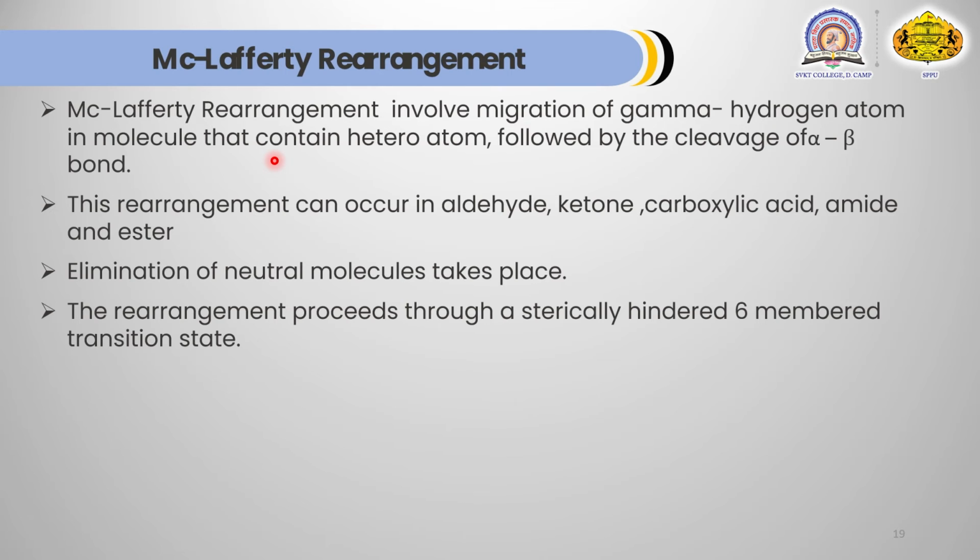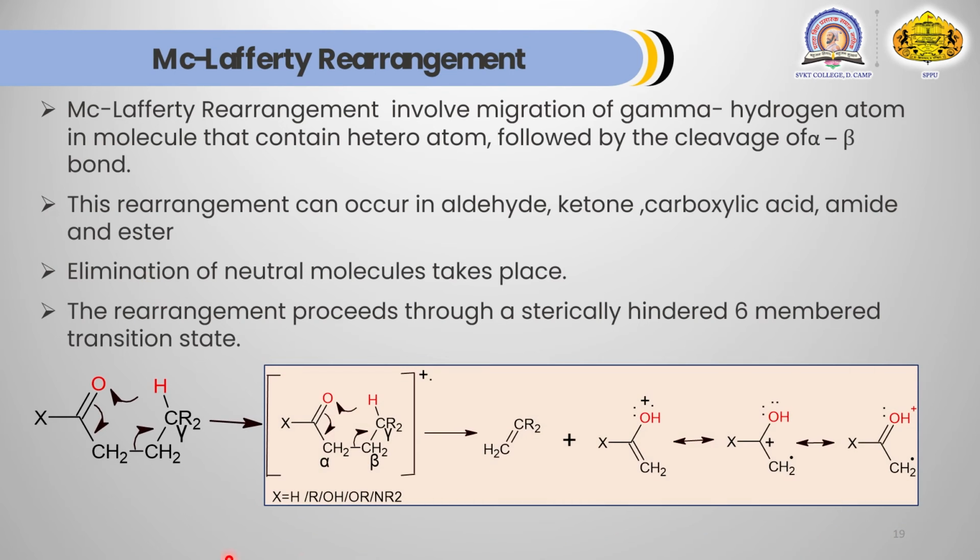If a gamma hydrogen atom is present and that molecule contains a heteroatom, then that molecule undergoes McLafferty rearrangement. In this case, there is cleavage of the alpha-beta bond. The rearrangement can occur in aldehydes, ketones, esters, carboxylic acids as well as amides. Elimination of a neutral molecule takes place. The rearrangement proceeds through a sterically hindered 6-member transition state. Let's see the example.